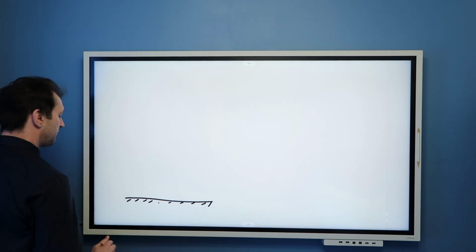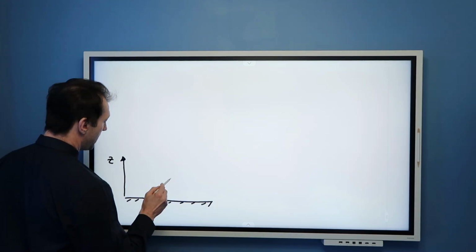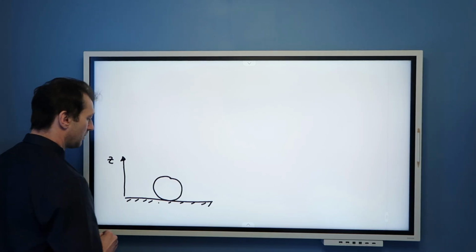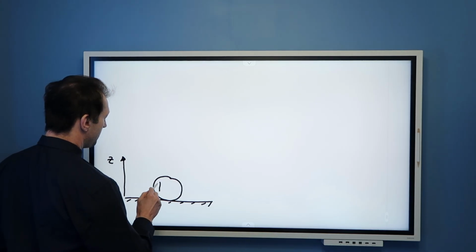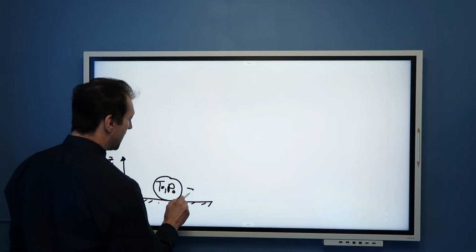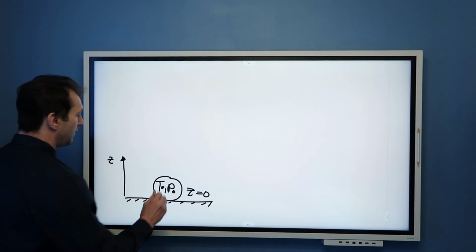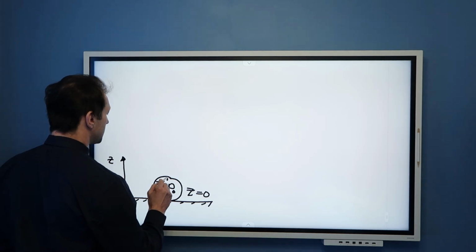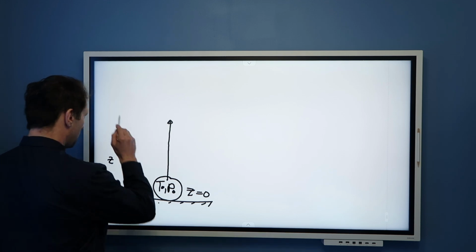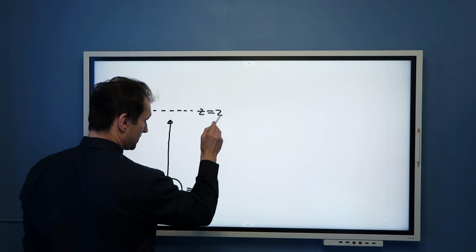Consider a parcel of air that is positioned above the Earth's surface. This is height Z. And we have a small parcel of air, let's say this one. This parcel of air has temperature T0 and pressure P0 at height Z equals 0, namely at the Earth's surface. And now we take this parcel of air and we move it up to a different height. This height, Z equals Z1.